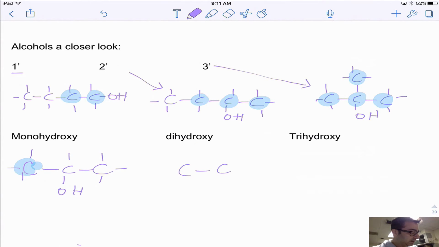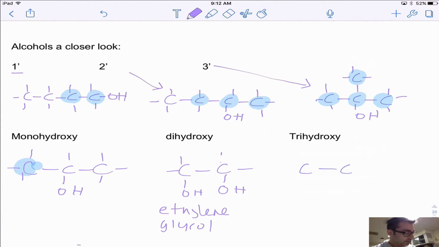Dihydroxy is a compound that has 2 OHs. And this is actually a very common molecule. This is called ethylene glycol, and it's antifreeze. And then a trihydroxy is with 3 OH groups, with all of the hydrogens attached, and that would be a trihydroxy that is called glycerol. So these are some common types of alcohols.